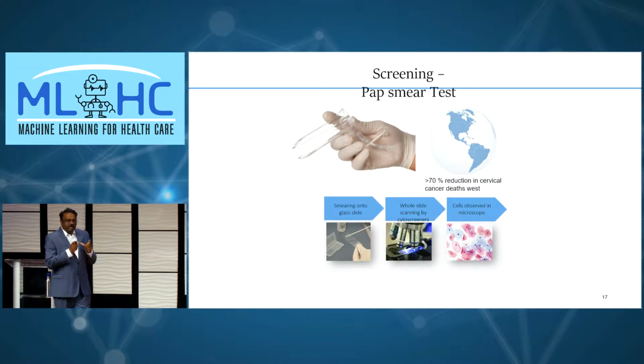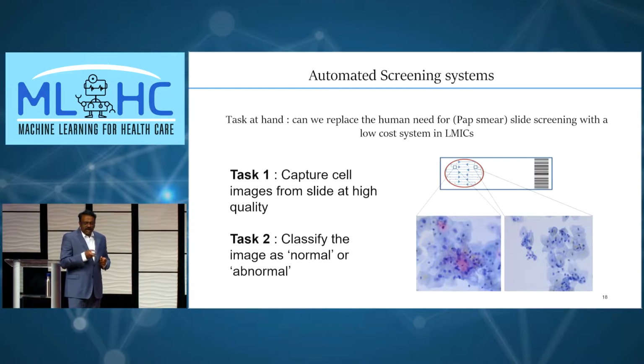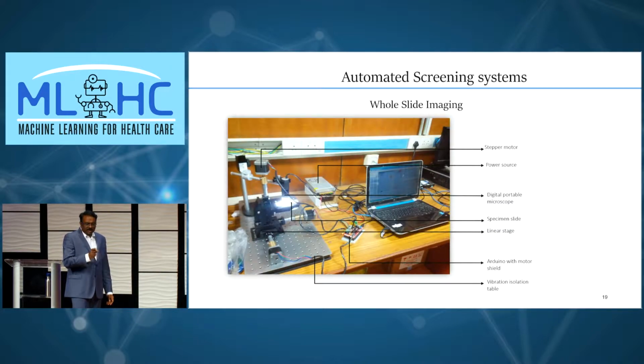So we actually tried to recapitulate that process by computer vision, and these are the two big tasks that we had to undertake. The first one was we had to capture those cells at a very high quality, and the second one was classification of the cellular image as either normal or abnormal. So the scanning was one issue, and the second was classification as such. This is the clunky prototype that we developed.